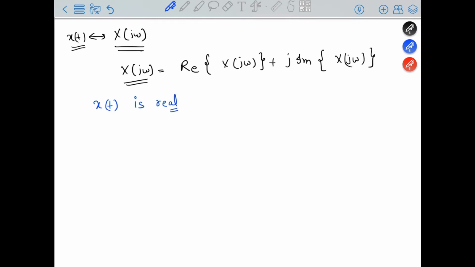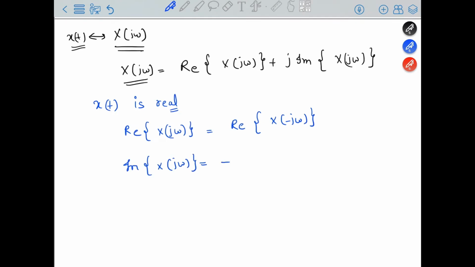So if x(t) is real, then what will happen? We will get the real part of X(j omega) equal to the real part of X(minus j omega), and the imaginary part of X(j omega) will be equal to minus the imaginary part of X(minus j omega). So this can be directly inferred from the previous statement. What is the output of this expression? We know that this is the even function and this will be your odd function.